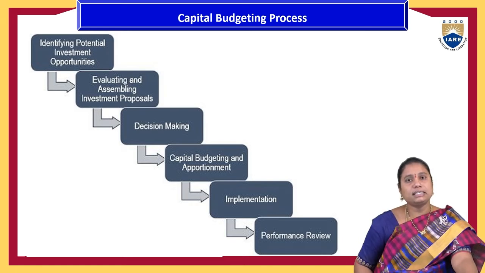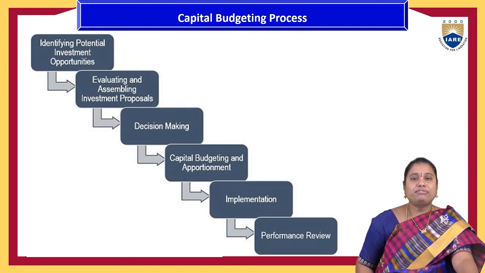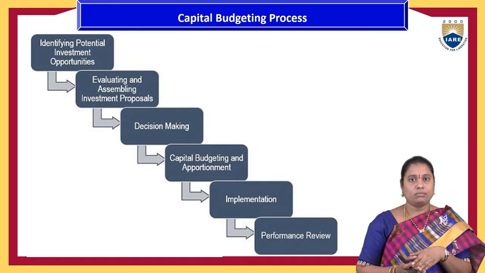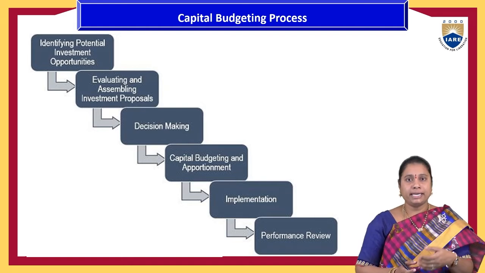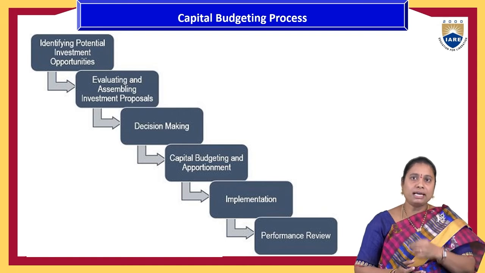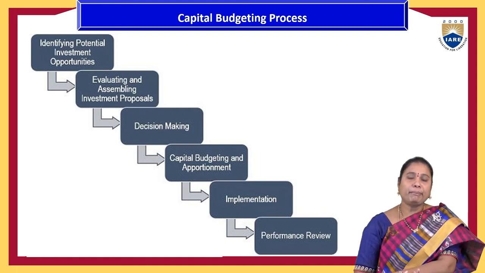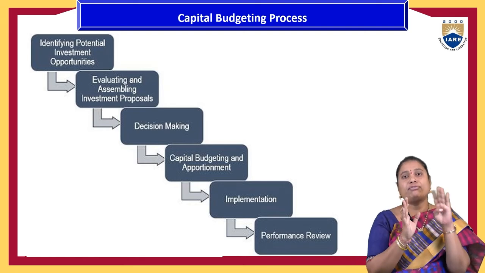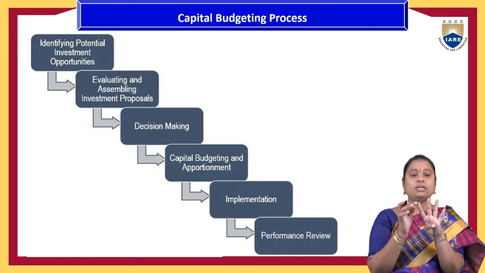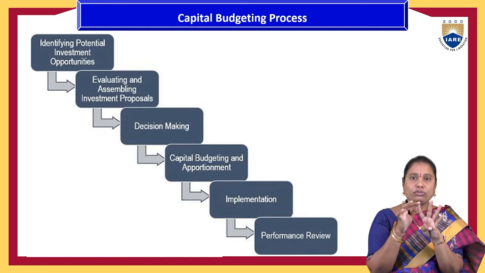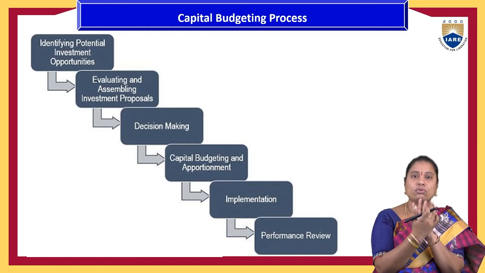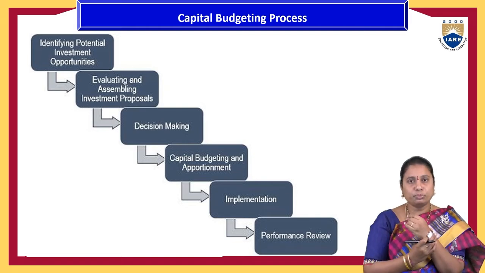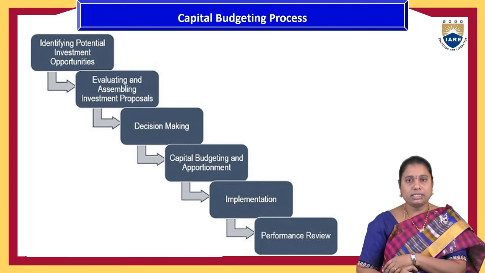The 6 steps involved in the capital budgeting process are as follows. First of all, they need to identify where to invest. Then, once they have identified, they need to evaluate the investment proposals. So that is, they have identified 4 investment options. What are the cash inflows and cash outflows of all these 4 options? That is called evaluation.